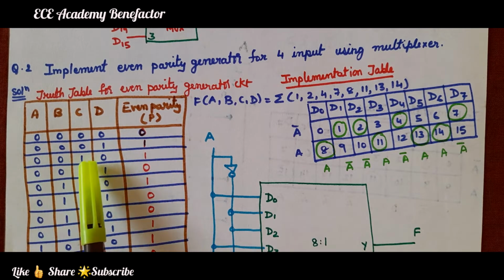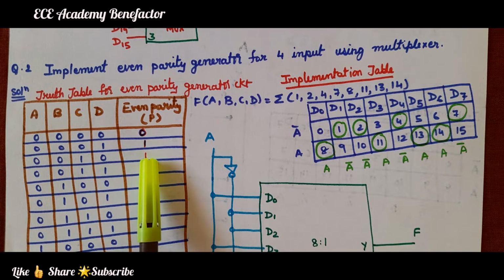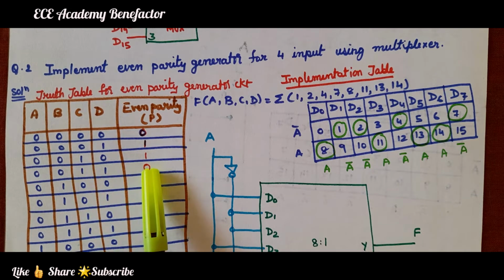Now in this input the number of ones is only 1, odd. So we need to add 1 here. Here double 1 means no need of 1. So it is written as 0.